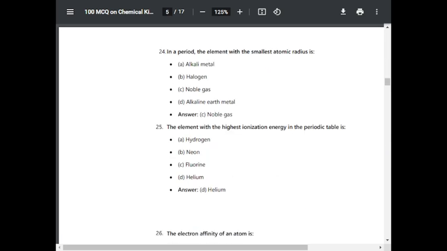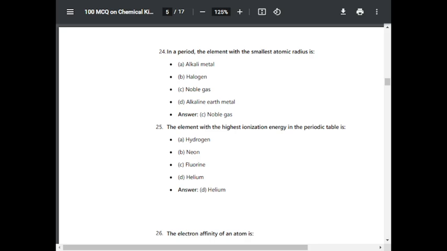In a period, the element with the smallest atomic radius is, option A alkali metal, option B halogen, option C noble gas, option D alkaline earth metal. The correct answer is noble gas. In a period, the element with the smallest atomic radius is the noble gas. So option C is correct.